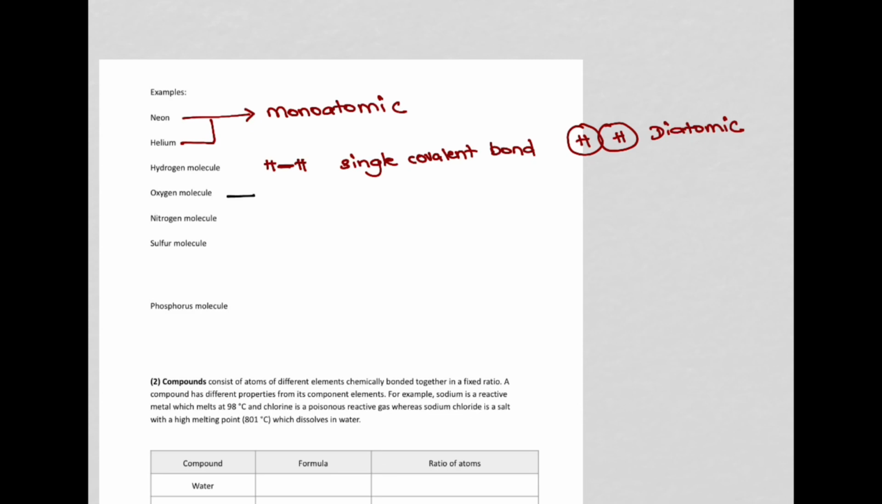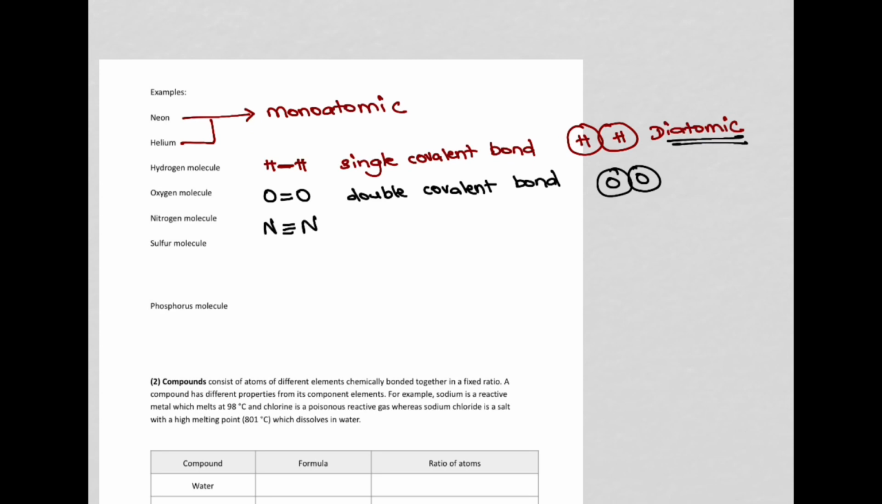In the oxygen molecule, you have double bonds. So this is a double covalent bond, and it looks like this: you have oxygen and oxygen. This is again diatomic. In the nitrogen molecule, you have triple covalent bonds, and it looks like this. This is also diatomic.